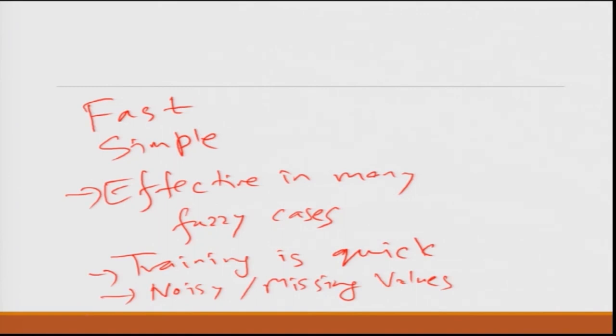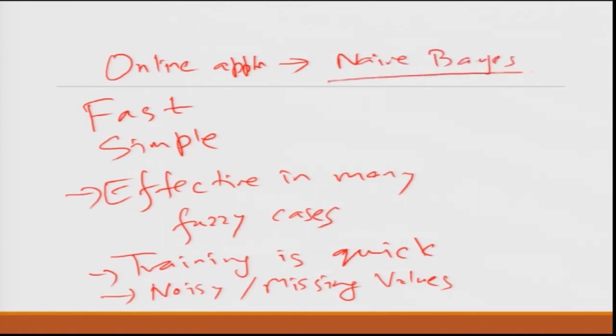And that is the reason that for many online applications, they use naive Bayes or one of its modifications. For example, your recommendation engines in most of these shopping e-commerce sites, etcetera, in all likelihood are going to be naive Bayes based methods.